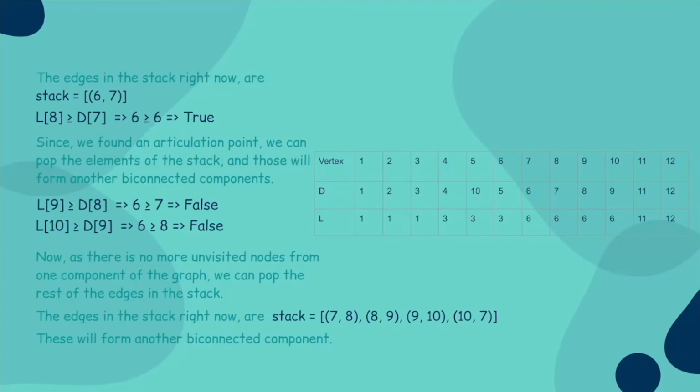After 6, we can see node 7 is also an articulation point because the formula is true for node 7 also. Thus, we already had edge 6, 7 in our stack, and we already got an articulation point again.